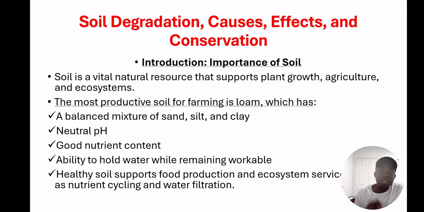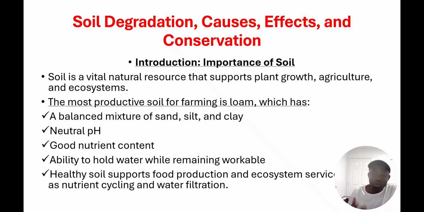Soil, in science or in agriculture, is the upper part of the earth's surface that supports plant and animal growth. So in my slides, I say soil is a vital natural resource that supports agriculture and ecosystems. Soil has three components. Every good soil must have sand, silt, and clay. These are the three types of soil that must be involved in a productive soil: silt, sand, and clay.